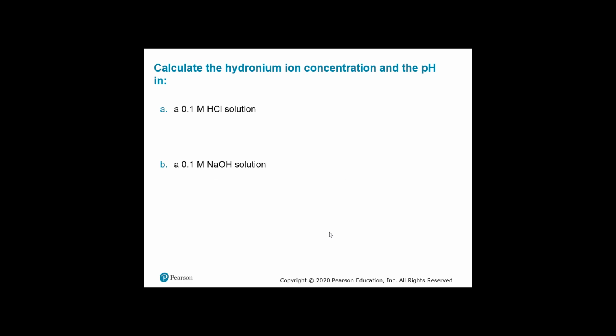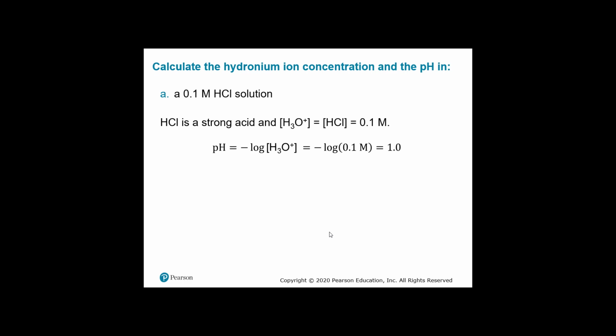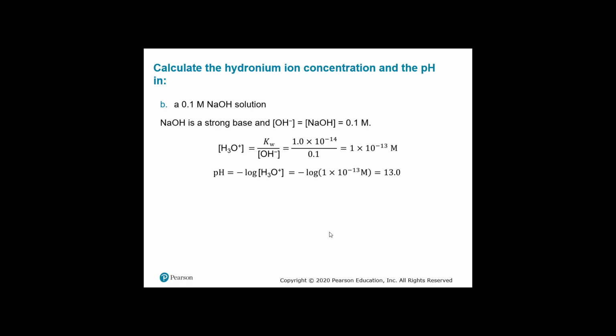Okay, so calculate the hydronium concentration and the pH. Let's just plug these in. So this is a strong acid. We plug it in, take the negative log, and it gives us 1.0 molar. And here we have a hydroxide ion. So again, we have hydroxide and we need the hydronium concentration. So we plug this in, get the hydronium concentration, take the negative log of that, and we have a pH of 13.